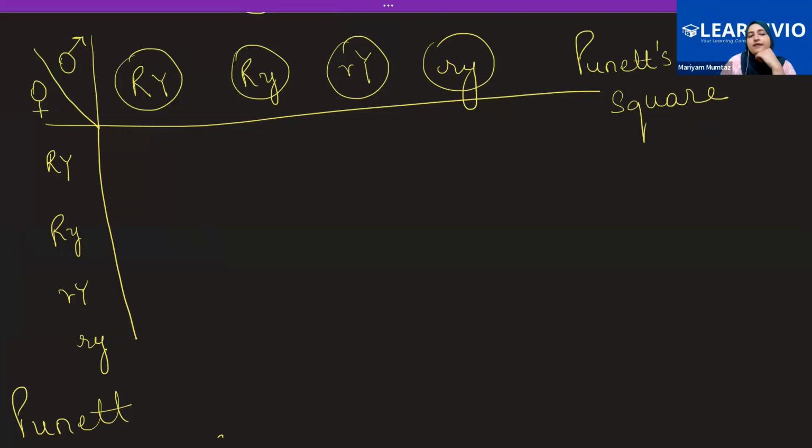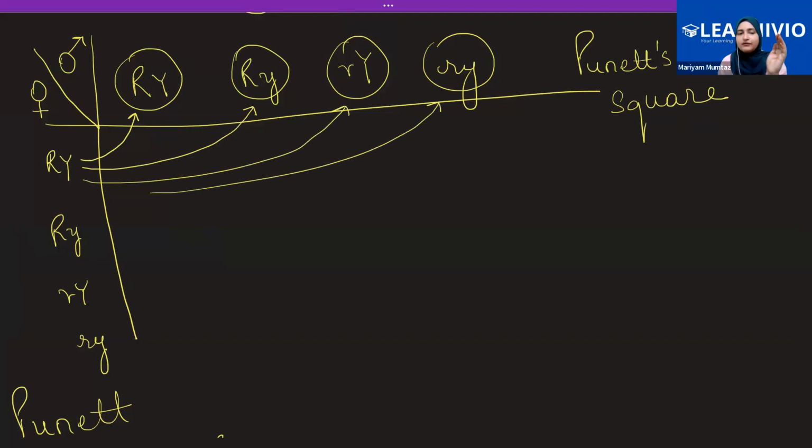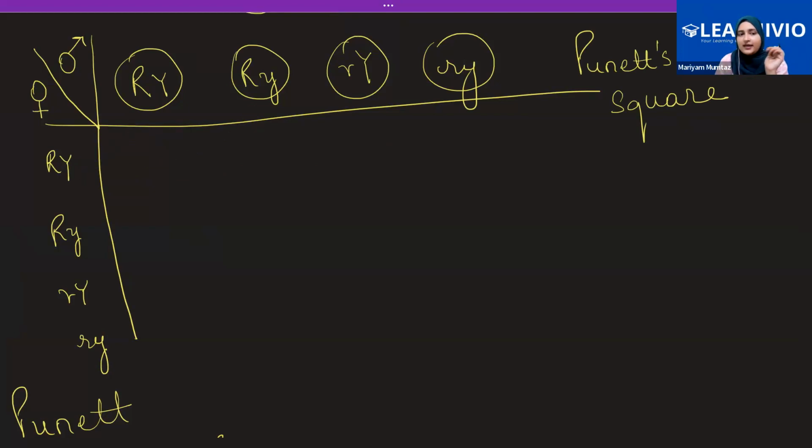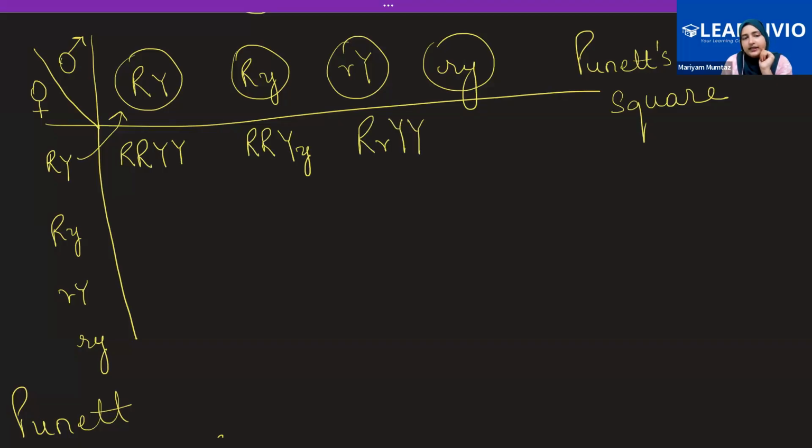Now, how do you find out? You take this one, cross it with this one. Then you take this one, cross it with this one, and so on. You have to cross each of the gametes with each of the other gametes. So for example, if you cross this with this, you're going to get capital R, capital Y, capital R, capital Y. Then second, capital R, capital Y, small y. Then capital R, small r, capital Y, capital Y. And lastly, capital R, small r, capital Y, small y. Understood? In the same way you have to do it for all of them.